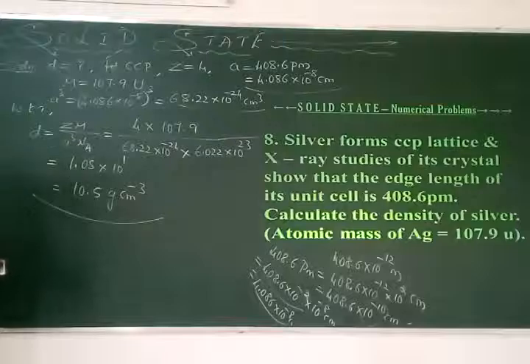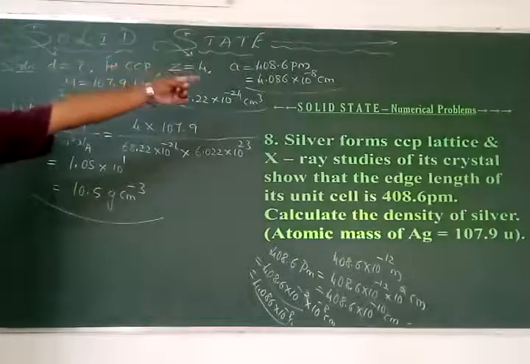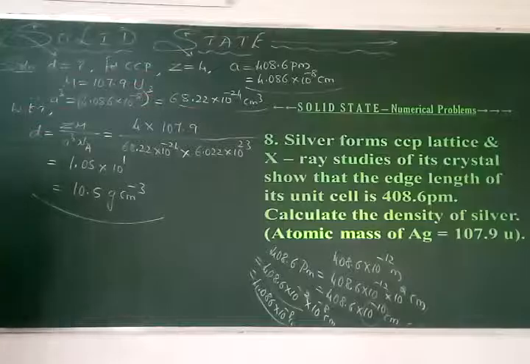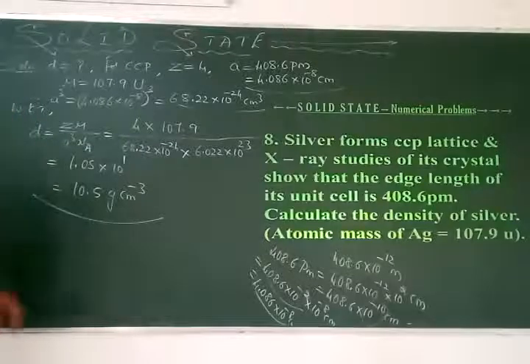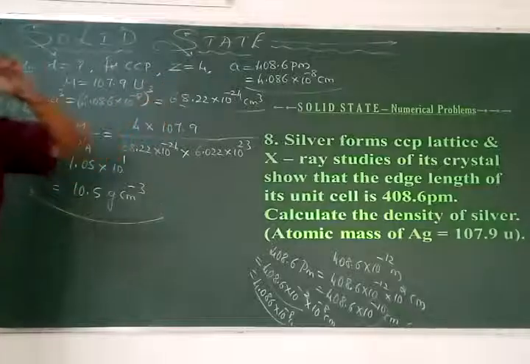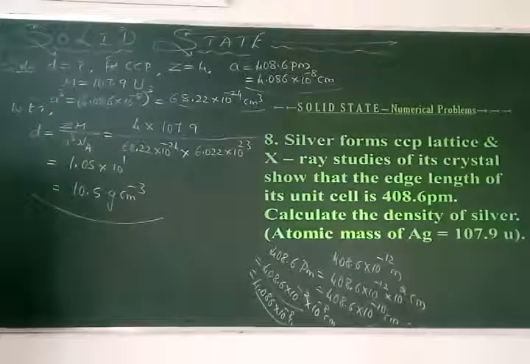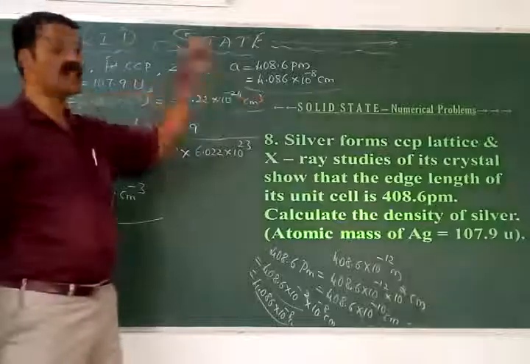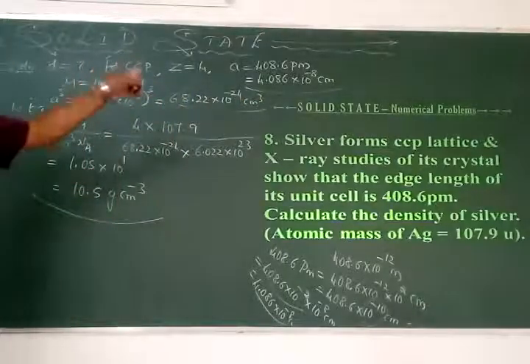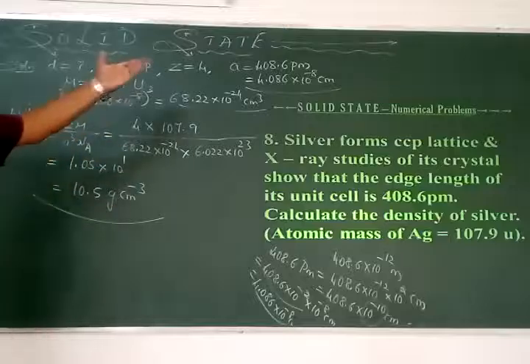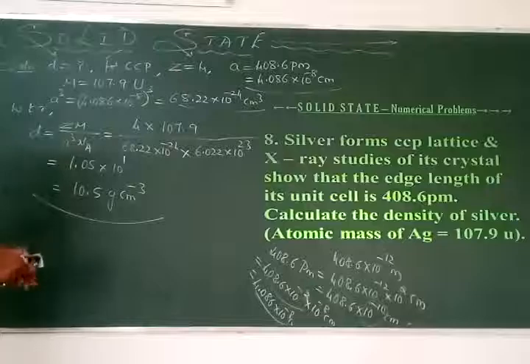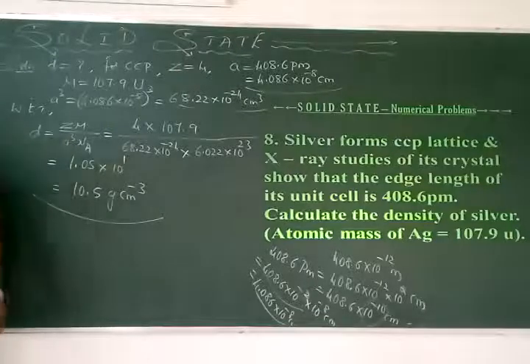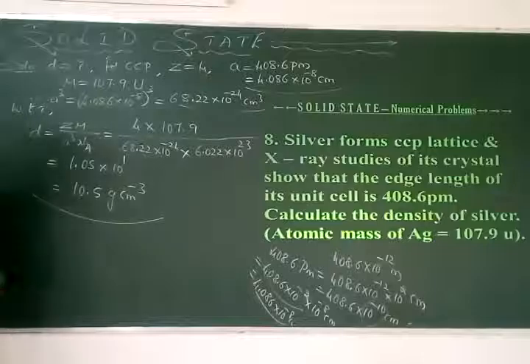The only thing is, if it is in picometer, I can convert that into centimeter, or sometimes meter. But if the atomic mass is given in the form of U, unified mass, usually it is gram atomic mass or gram molar mass. That is why it should be in centimeter. Therefore, shifting 2 decimal points towards left into 10 to the power of minus 8 is the direct value where we convert the picometer into centimeter. After knowing the value of A, I can cube it and apply the formula d is equal to Zm by A cube into Na. So this is about numerical number 8.